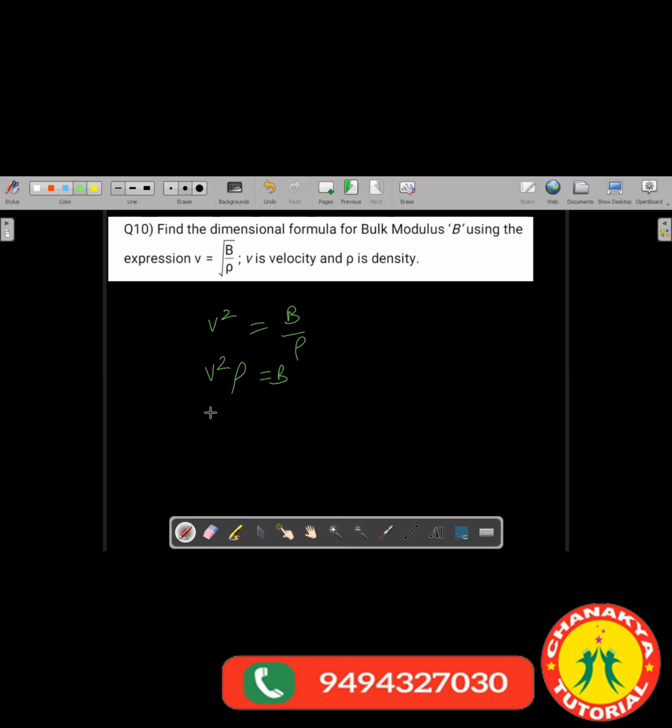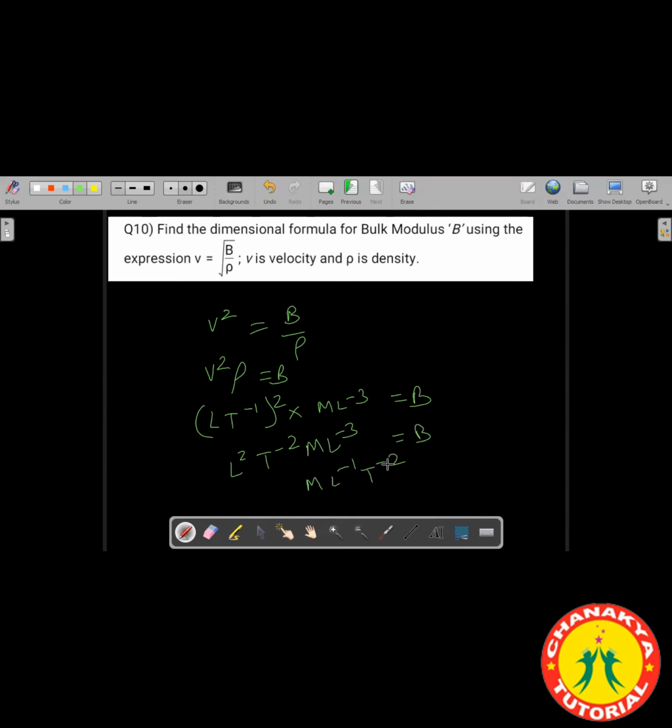V is L T minus 1, whole to the power 2, multiplied by rho. Rho is M L minus 3. So you get the dimensions of B as L squared T minus 2 M L minus 3. So the dimensions are M L minus 1 T minus 2. These are the dimensions of bulk modulus B. In a similar way, you can try some more questions.